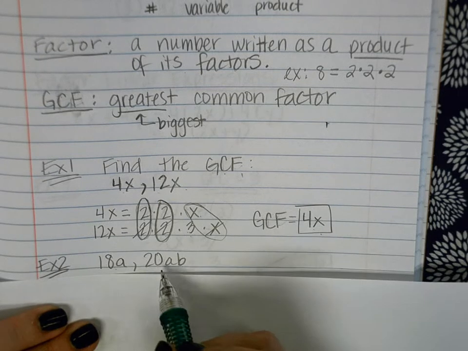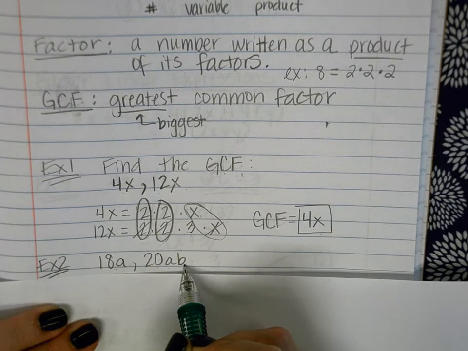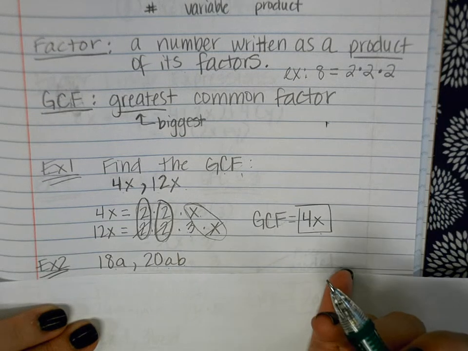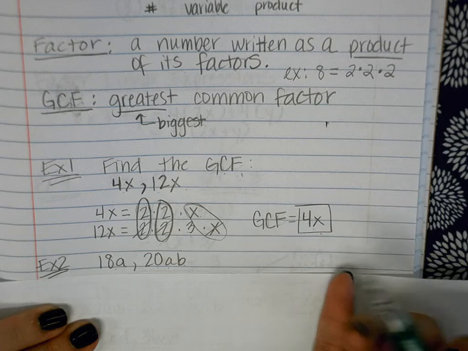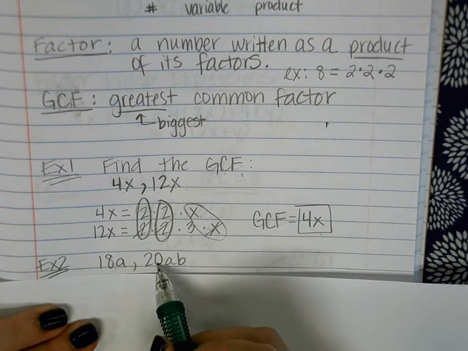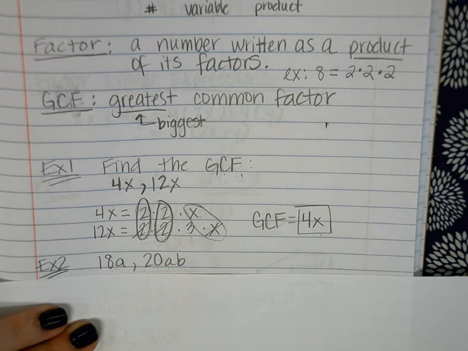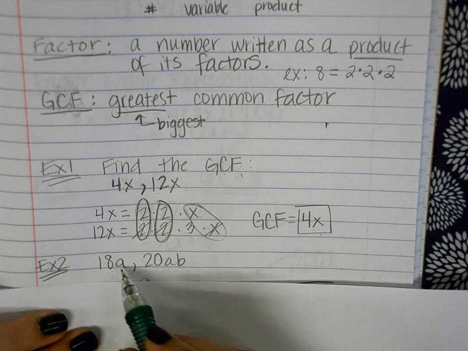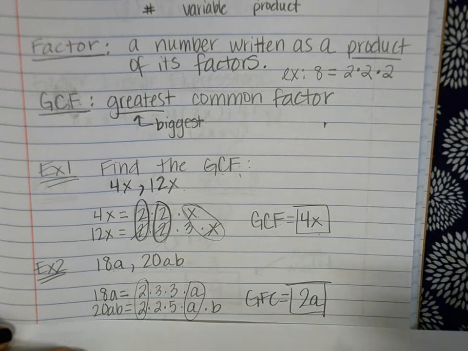Okay, 18a and 20ab. What's one thing these have in common right away? One letter. A. So we know A is part of the GCF. What other number can go into both of these evenly? Rihanna? 2 can go in. Is there anything else that can go in? What's bigger? Can 4 go in? Can 5 go in? Can 6 go in? So everyone says 2, right? Everyone says 2 and then the A, right? Okay, and you're right. And I wrote it wrong again.